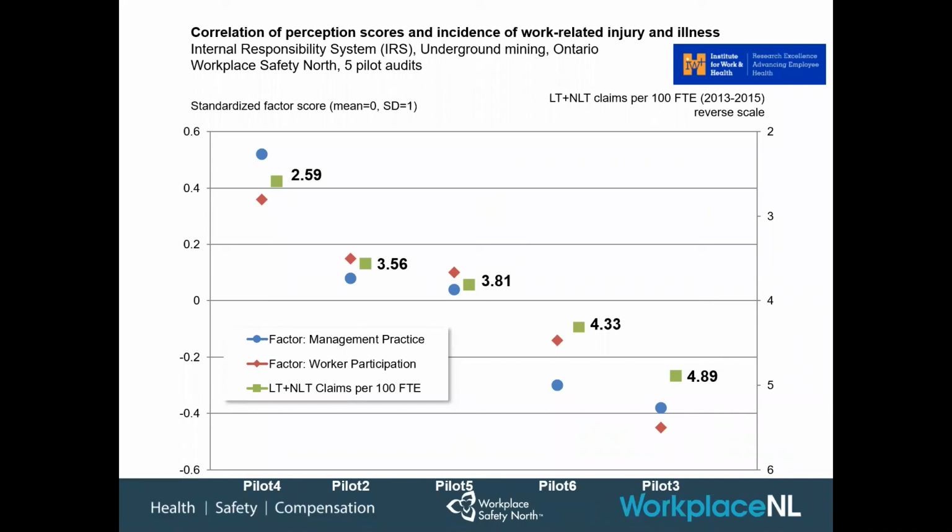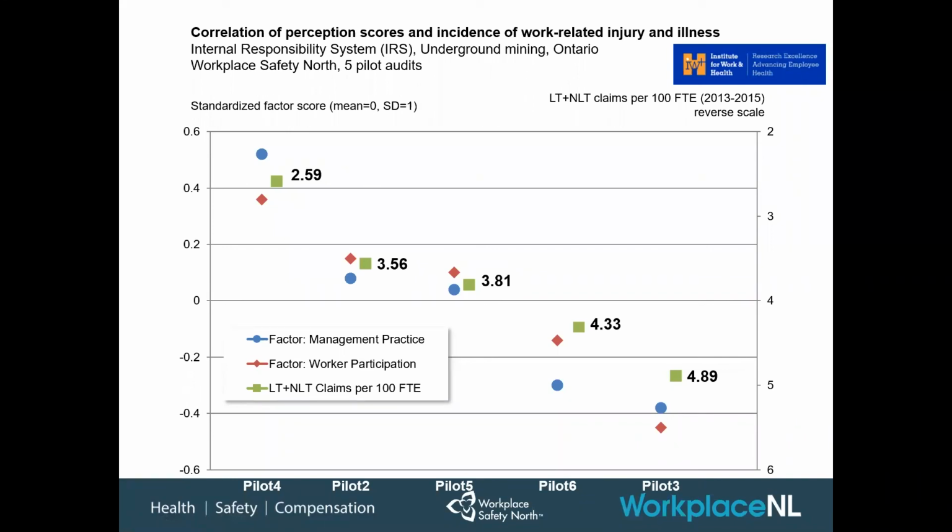So on the right-hand side, starting from the top down, we have the frequency of work-related injuries per 100 full-time equivalents. So you can certainly see that pilot site number 4 has an incident rate of lost time and no lost time claims over the 3 years of 2.59. Now don't forget, pilot 4 was our top performer. Pilot 3 on the right-hand side, on the other hand, you'll notice their injury rate is twice that. So when we're talking about injury rates, the lower the better.